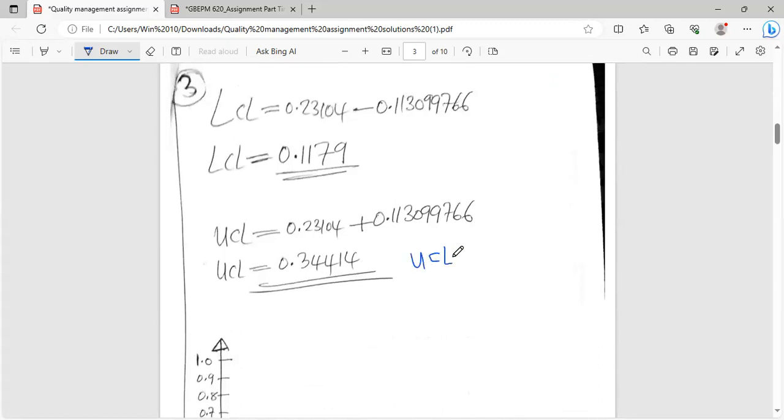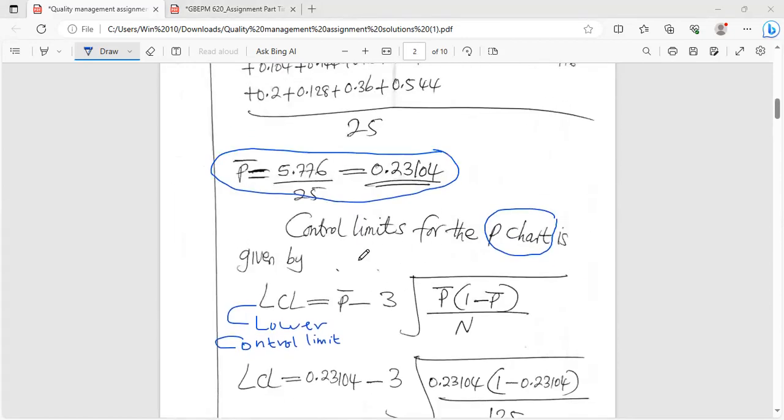For the upper control limit, we say it's P bar plus 3 times the standard error, the square root of P bar times 1 minus P bar, over n. This is how we find the upper control limit and then the lower control limit.